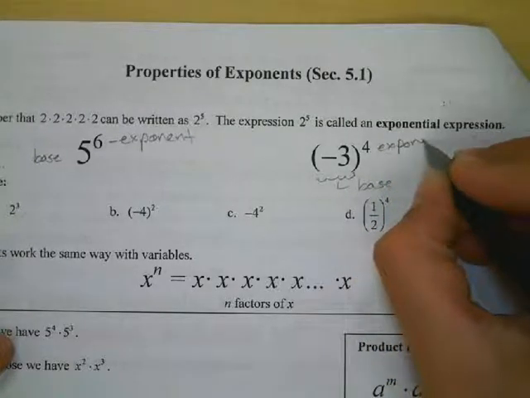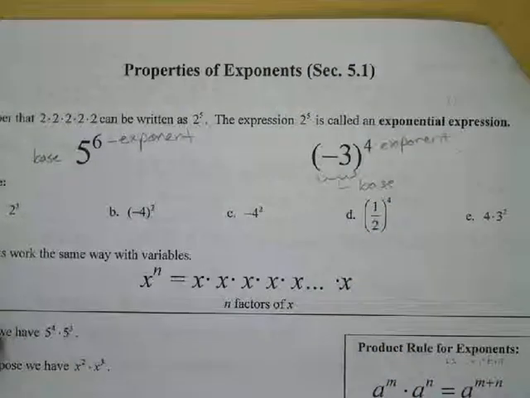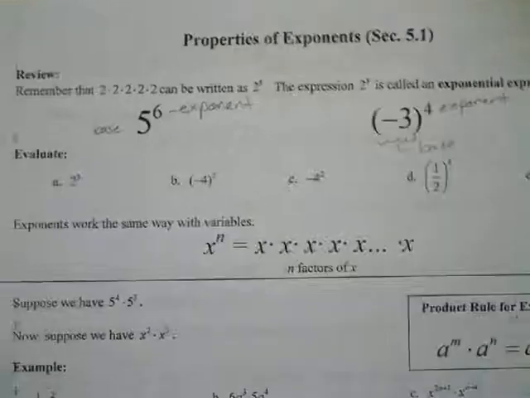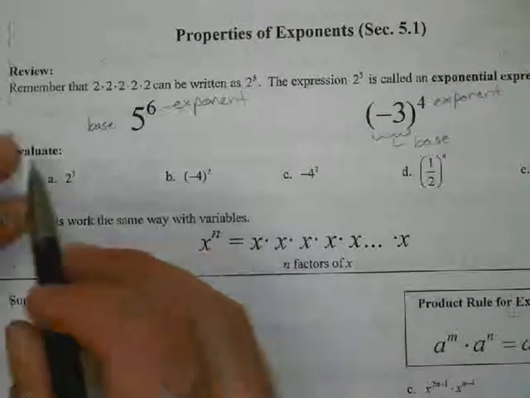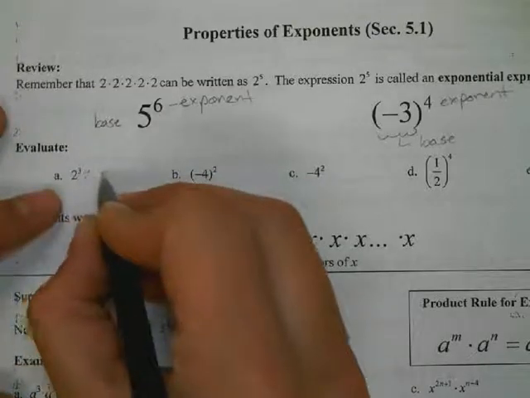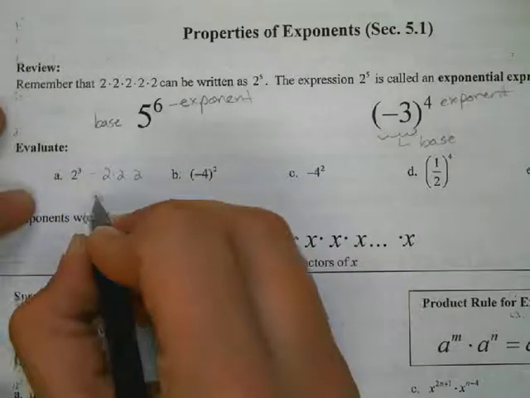And it's an exponential expression. It's an expression because we don't have any equal signs. We're just talking about expressions for right now. So, evaluate 2 to the 3rd power. Notice it says evaluate. That just means do what it asks you to do. So 2 to the 3rd power is 2 times 2 times 2, which would be 8.